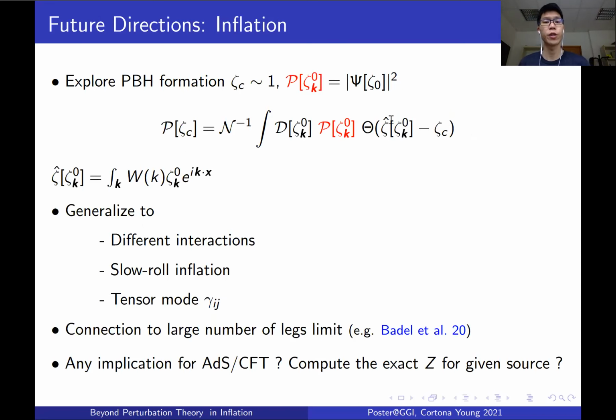And here are the future directions. Now that we have obtained this wave function of the universe, in principle, if you square this wave function, you obtain the probability distribution function of such late time configurations. Then you have to scan over all the late time configurations in order to obtain the distribution of PBH formation. We want to generalize this to other interactions and other fields, including the slow-roll inflation and the tensor mode, and so on. This would be the next step of our project.